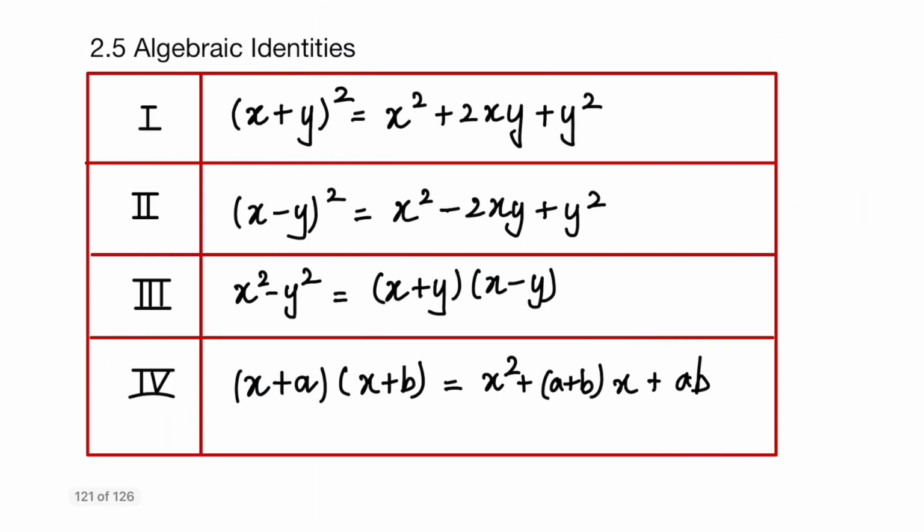Okay, moving on to the next identity that we have here, x squared minus y squared is equal to x plus y into x minus y. Okay, so this is something that we have already used in the previous chapter as well. It's quite a useful identity in that sense. Okay, we used it in rationalizing the denominator, right? I hope you remember that.